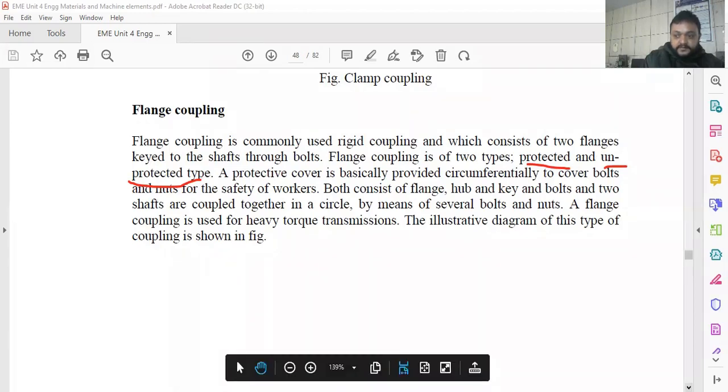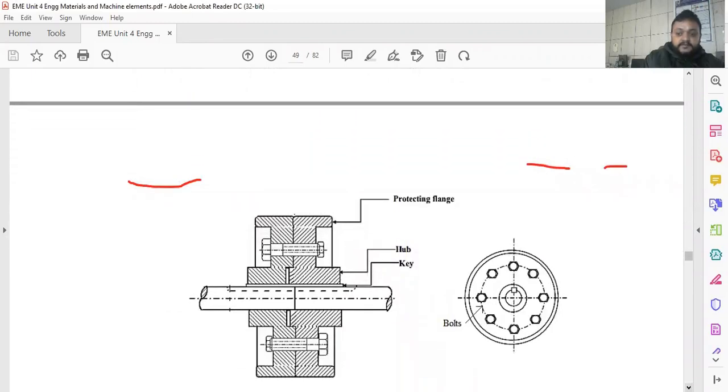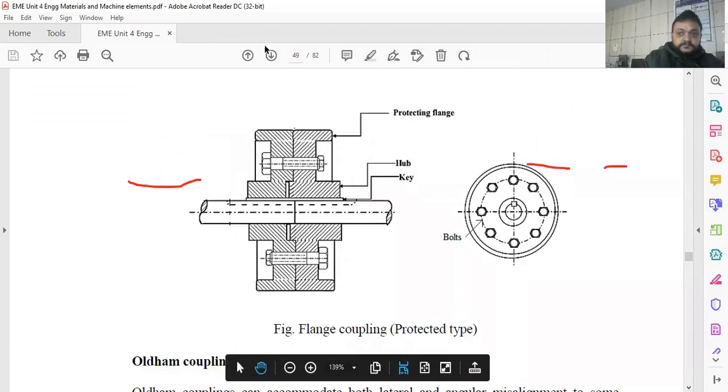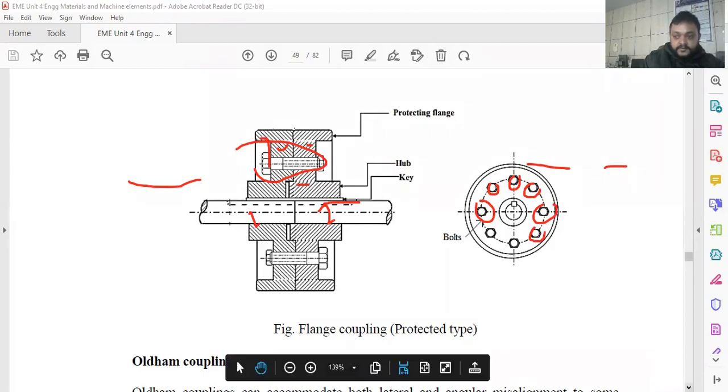So this is about the flange coupling. Let me show you how the protected type flange coupling looks. There are two shafts, shaft number 1 and shaft number 2, and they are keyed together by means of the key. A hub is there, and over the hub you can see the flange. Flange 1 and flange 2 are connected together by means of bolts on both sides. Multiple bolts are there. Inside you can easily see how they are bolted and clamped together. Each flange is clamped so that more power can be transmitted. This is the most commonly used kind of coupling.